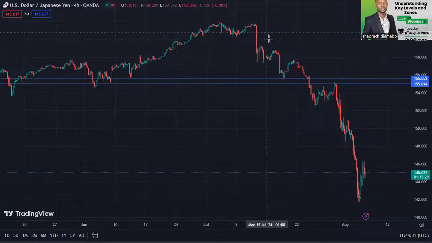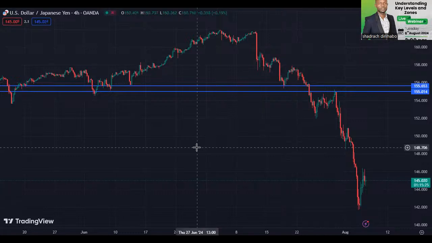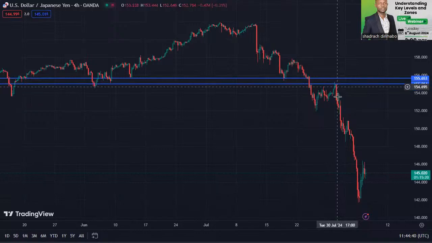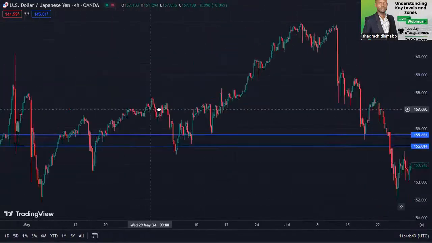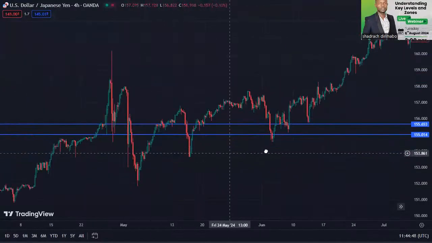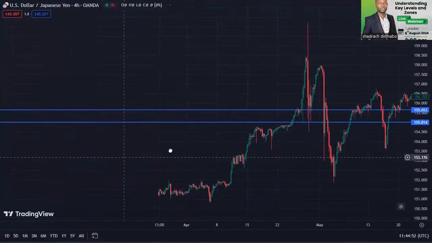Okay. It reacted. Can you see that? And then it dropped down, retest on that zone again, it dropped. Now, if we go back to our chart, look at the market reaction at that zone. Okay.